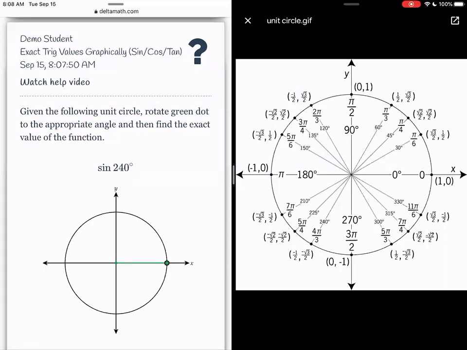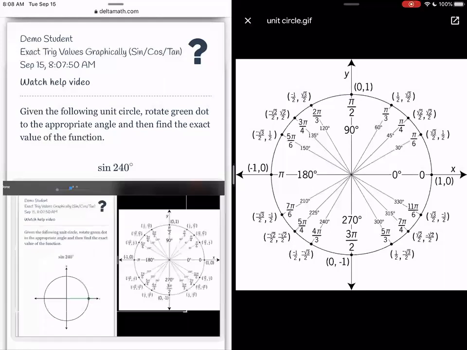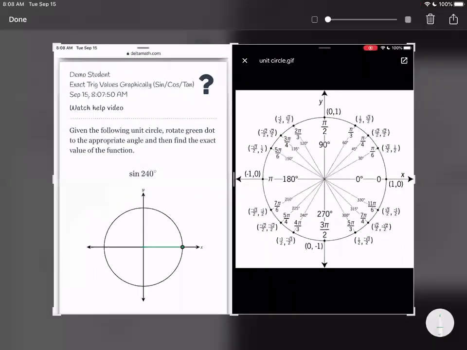So let me screenshot this so I can point. And let me remind you where the 240 is. So we're going to look for 240 because that's the angle they give us. So on our unit circle, I see it happens right there. So I'm going to be taking this green dot and dragging it until it's that spot on the unit circle. Okay, so I'm going to do that in just a moment.